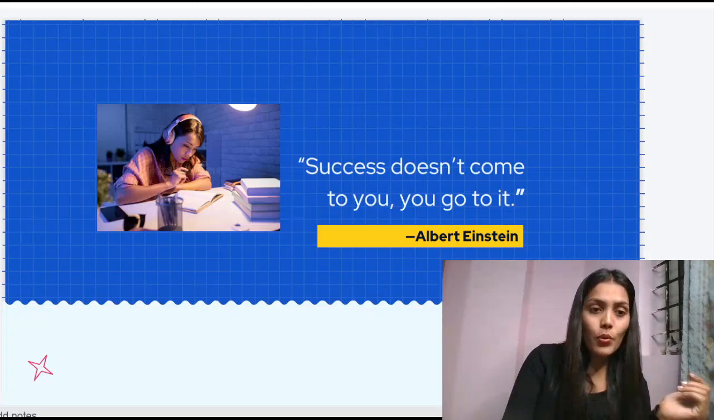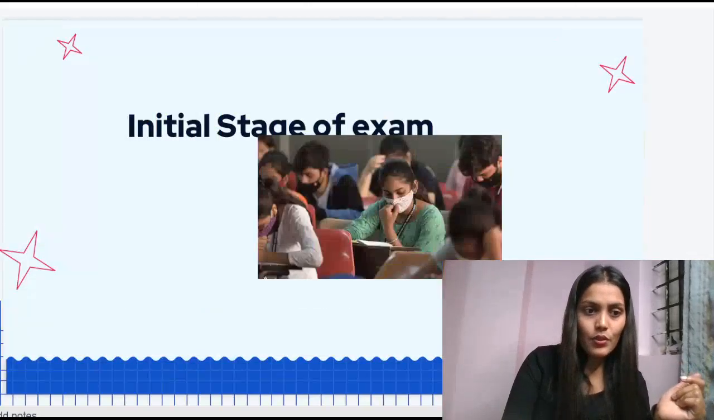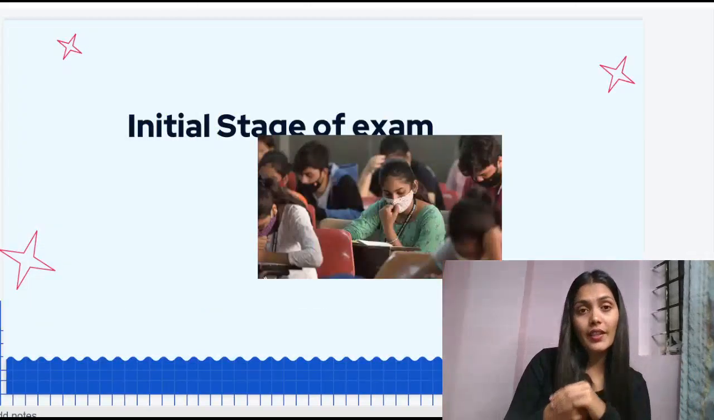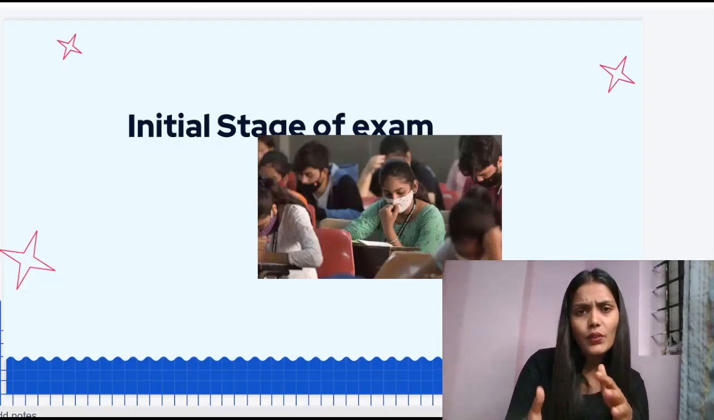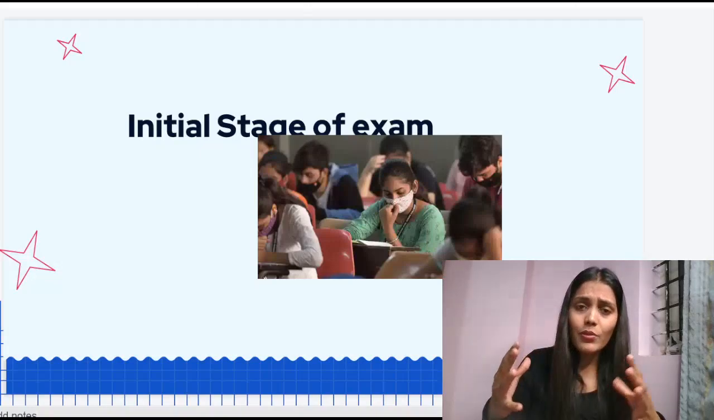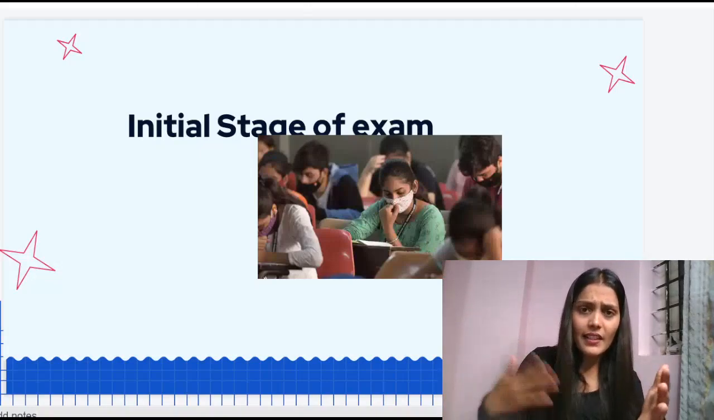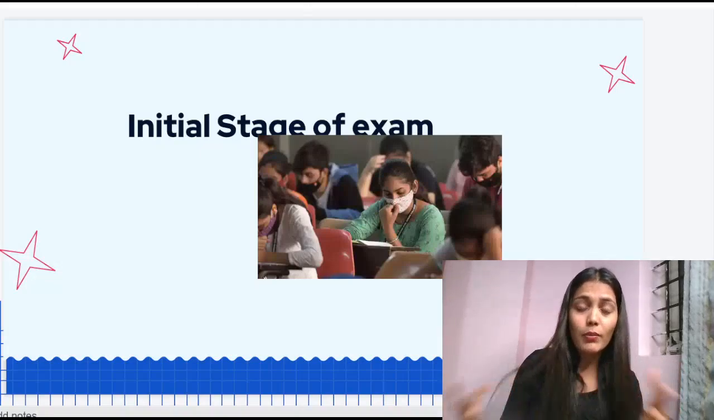So the very first thing, without any further delay, let's jump to our point: the initial stage of the exam. What happens in the initial stage of the exam when we go to the exam hall? Before 5 minutes, instead of being calm, we are constantly studying the questions, and we are getting so much panic.